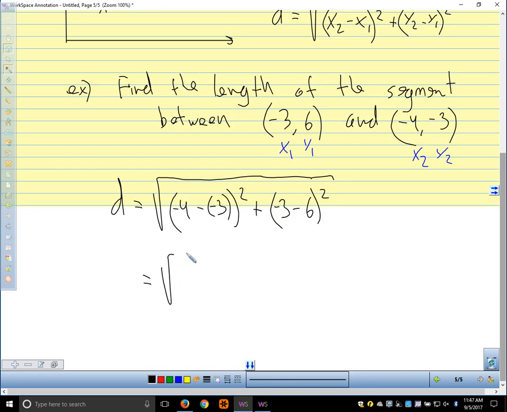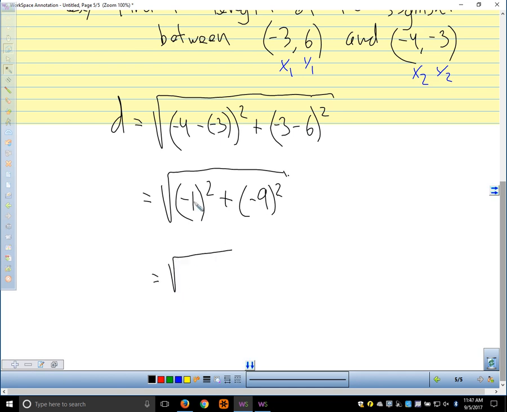So let's do our arithmetic. The square root of -4 minus -3, -4 plus 3 is -1 squared, plus -3 minus 6 is -9 squared. And here's where we need to be careful with the distance formula. When we square things, we always get a positive number. So once you square things, there should be no negatives in your distance formula. So this equals -1 squared is 1, plus -9 squared is 81. So we get the square root of 82.